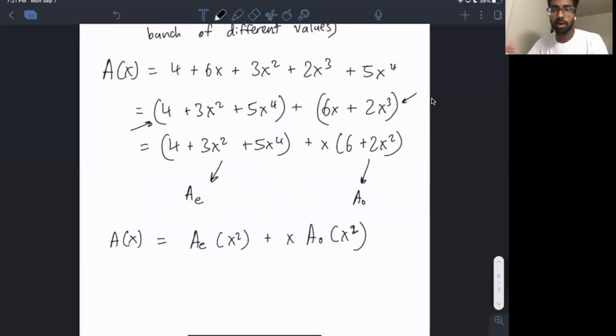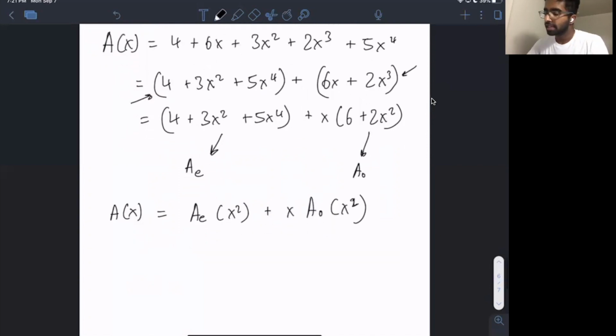That's the motivation for why I factor out an x right here, because now all of the terms remaining in A sub o look exactly like this even expression, right? There's 6 times x to the power of 0 plus 2 times x squared, et cetera. And so now we can express this polynomial A of x as A sub e of x squared plus x times A sub o of x squared as well. And so, what's the motivation behind doing that?